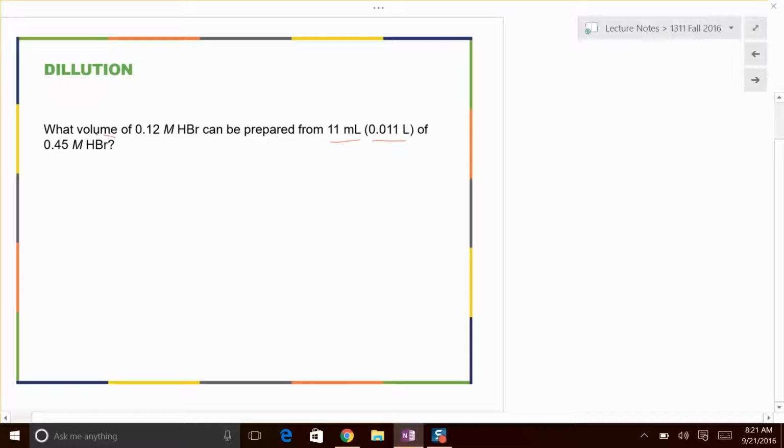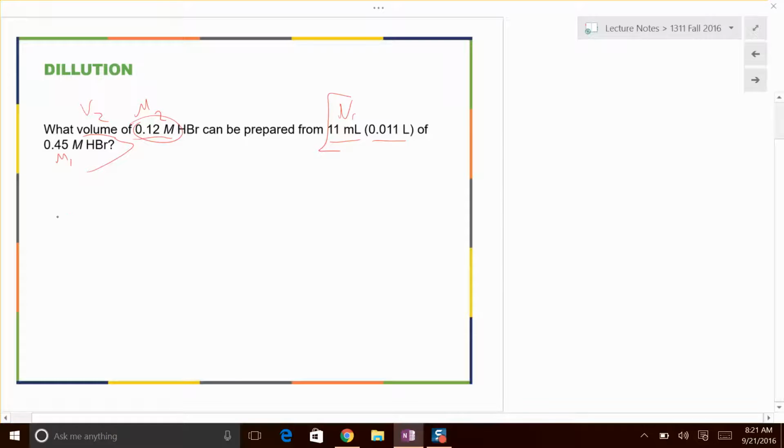So I'm looking for the volume of a 0.12 molar. So this is V2 and M2. And this is my V1 and my M1. This is my initial volume and molarity. Now you'll notice in dilution equations, you always have a pair of things. This is a pair, and this is the lone person. You always multiply the pair together and divide by the other one. The pair is always multiplied together, and you divide by the other thing. That's how you do dilution.